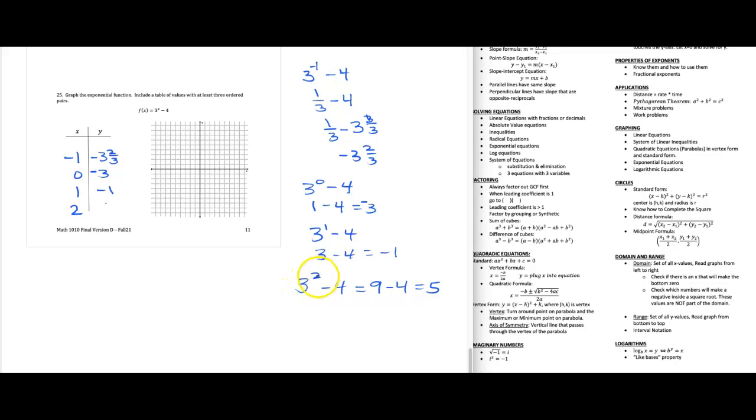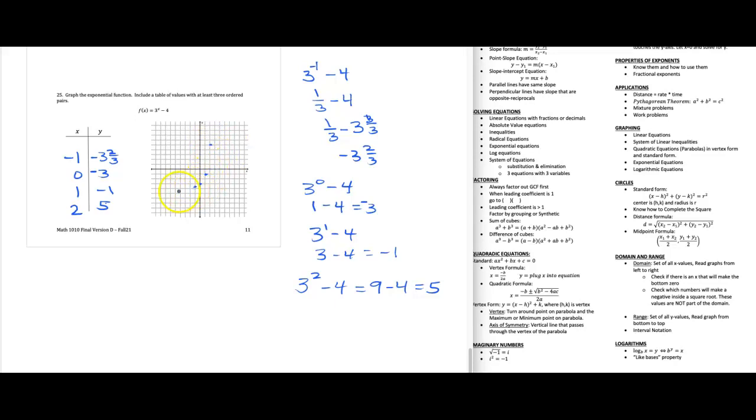Okay, so 3 to the second power is 9, minus 4 is 5. Okay, so let's plot these on here and see if there's anything else that we need to put in. So if I have over negative 1, down negative 3, and a little bit more, over 0, down 3, over 1, down 1, and over 2, up 5.